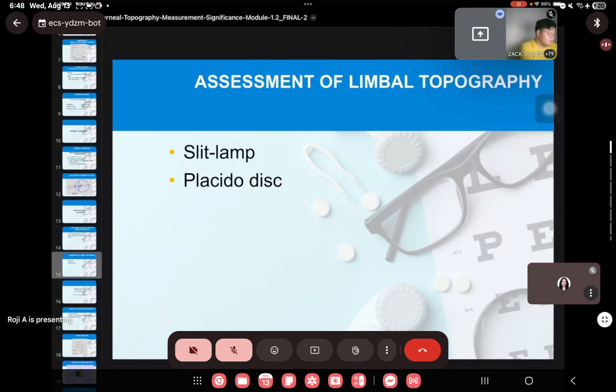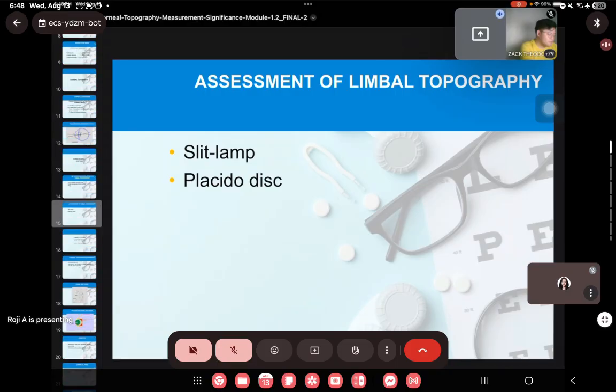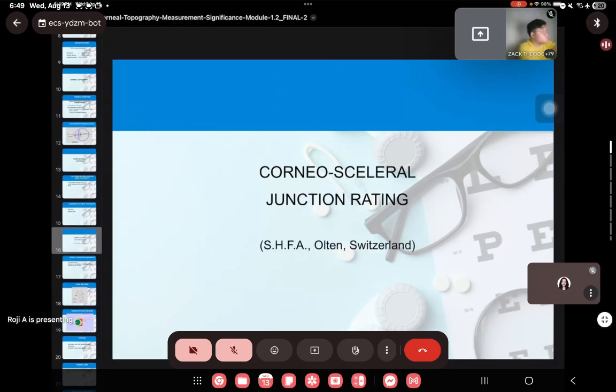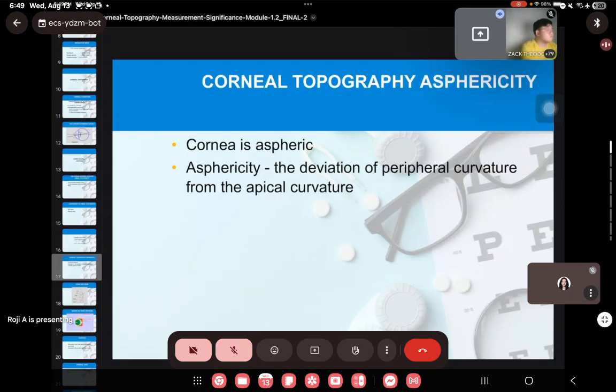Okay, assessment of the limbal topography. We make use of the slit lamp and the Placido disc. So the Placido discs are concentric rings varying from smaller to bigger that will represent areas of your cornea. Correct? Okay, so let's find out.